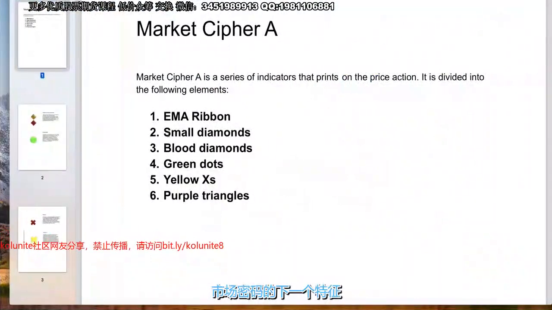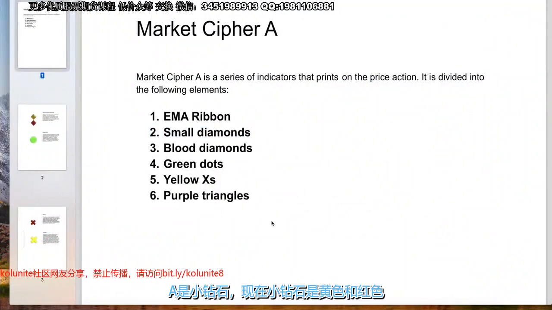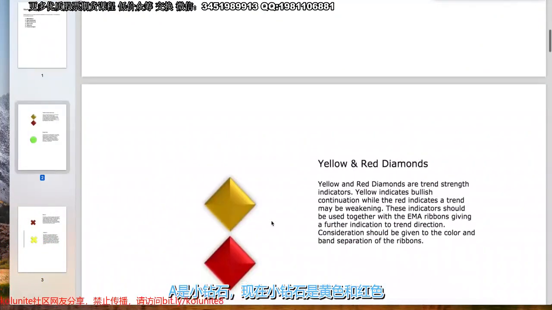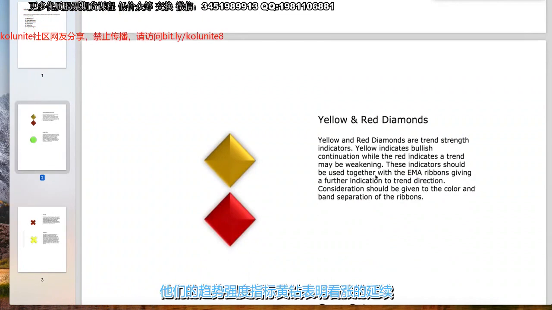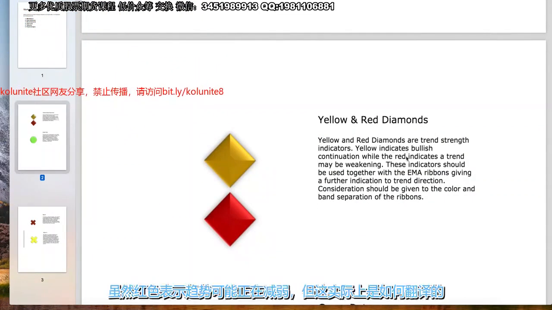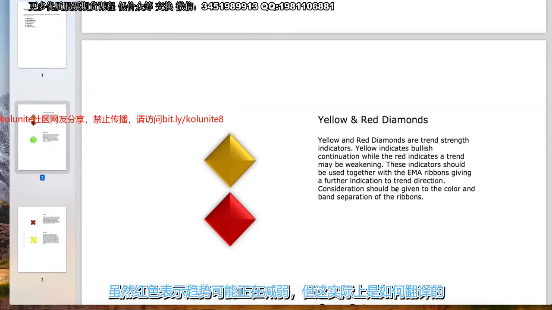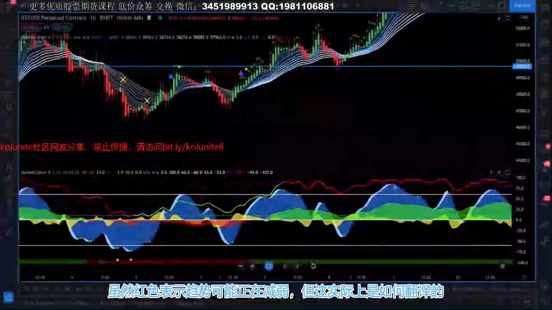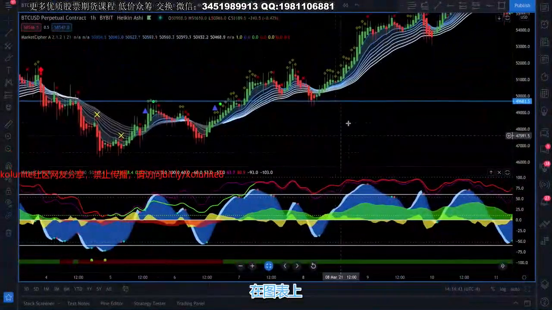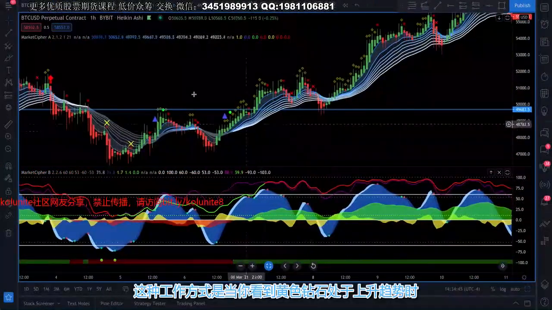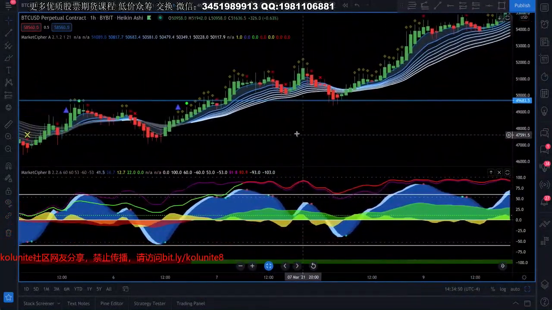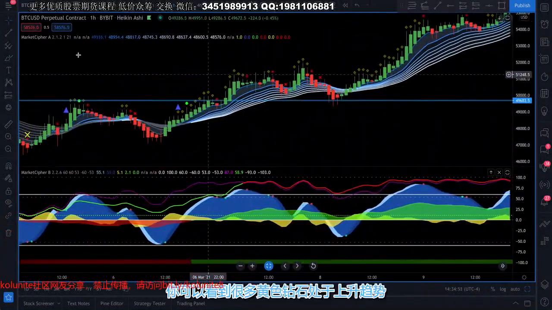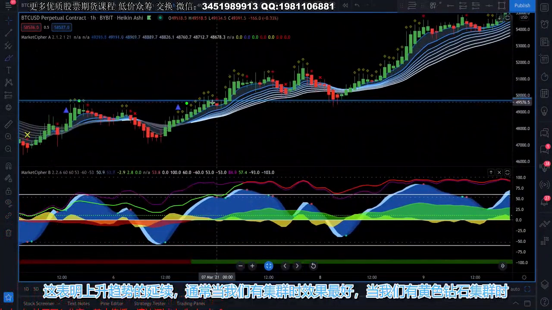Okay, the next feature of Market Cipher A are the small diamonds. Now, the small diamonds are the yellow and red diamonds, and they're trend strength indicators. Yellow diamonds indicate a bullish continuation, while the red indicates the trend may be weakening. So, how does that actually translate onto the chart? The way this works, guys, is when you see a lot of yellow diamonds in an uptrend, this indicates a continuation of the uptrend.